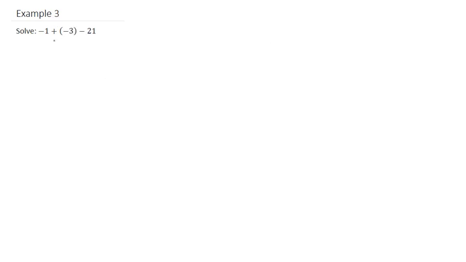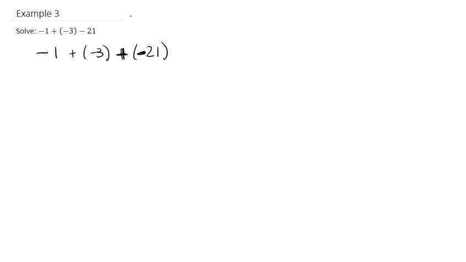Example 3. Solve for the following. We have -1 plus -3 minus 21. This could be rewritten as -1 plus -3 plus -21. So when we're subtracting 21, we can just think of it as adding a -21 to it. It's the same thing. These are interchangeable, they mean the same thing.